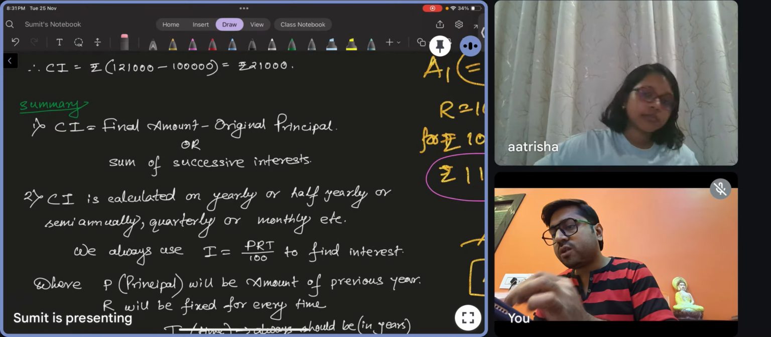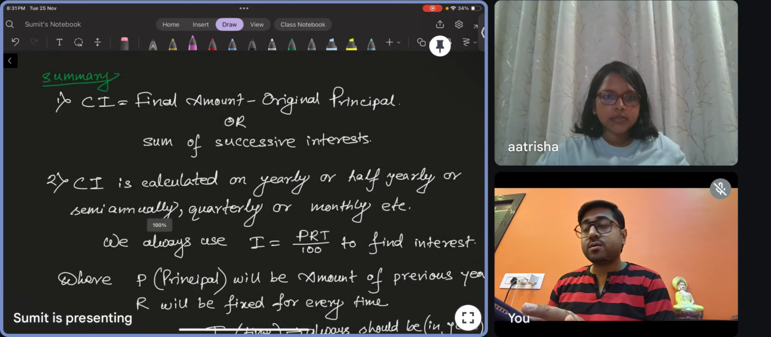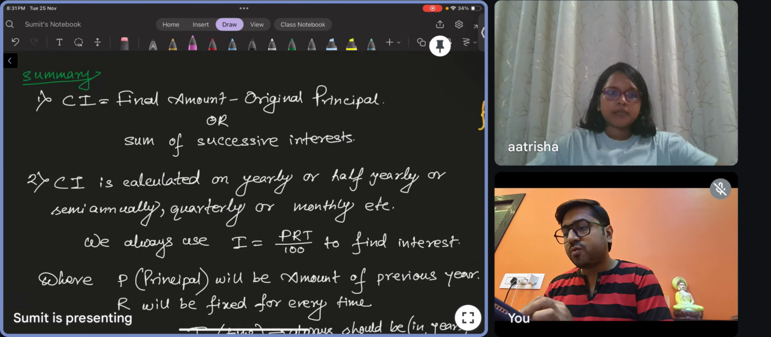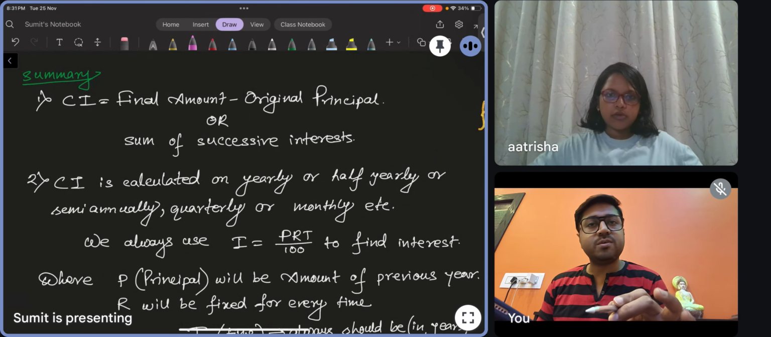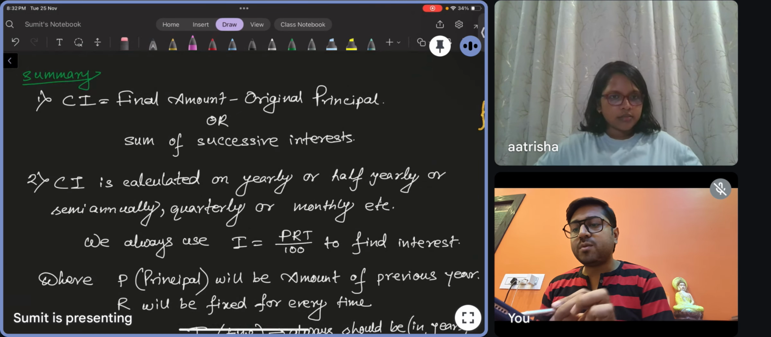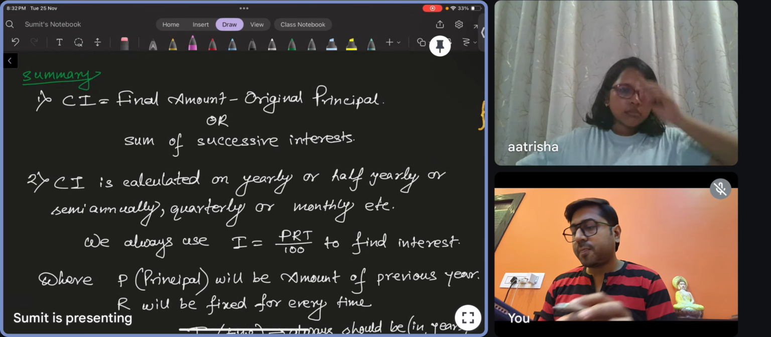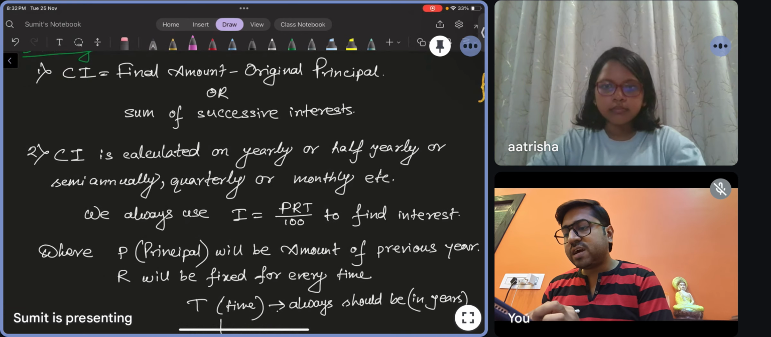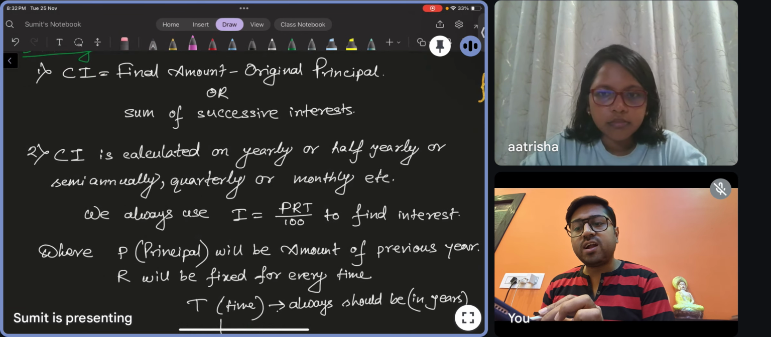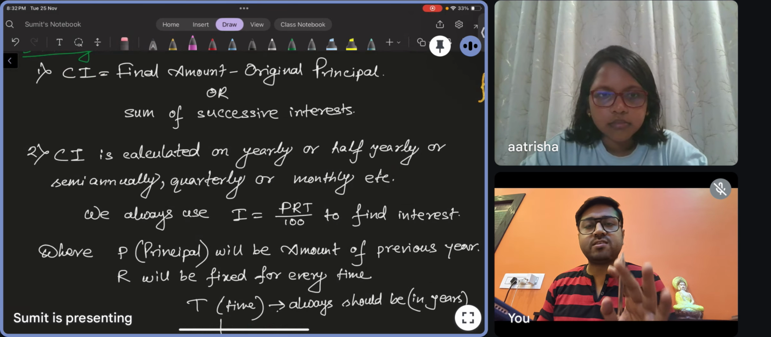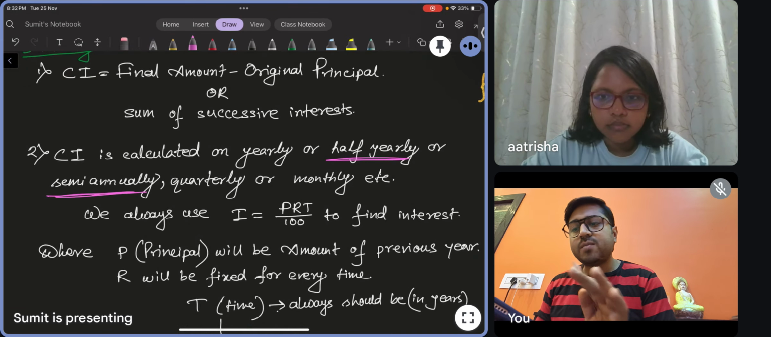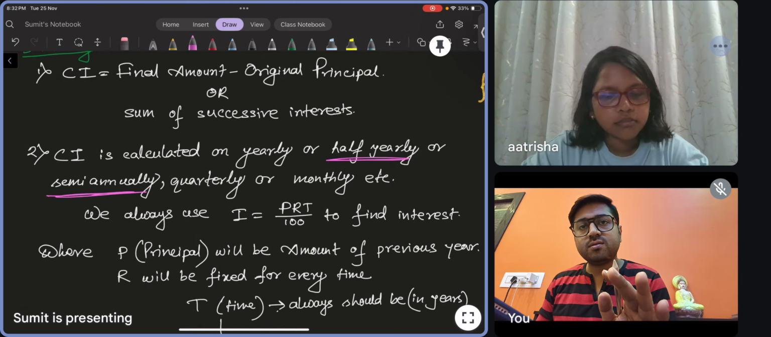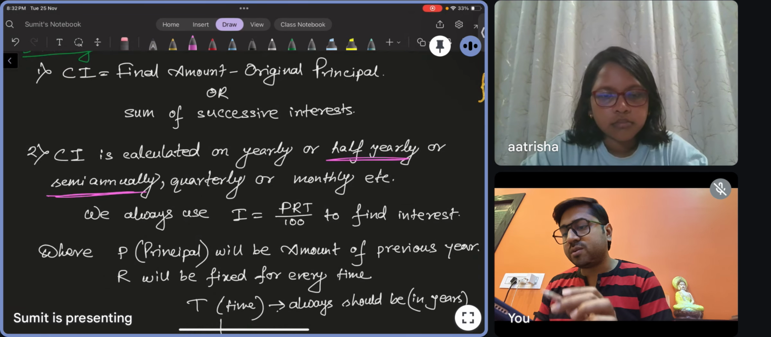দেখো। So now let me summarize what we have learned. What is meant by CI? CI means final amount minus the original principal, or the sum of successive interests. Number two, CI is calculated on yearly, half yearly or semi-annually, quarterly or monthly basis, etc. Half yearly and semi-annually is the same concept.